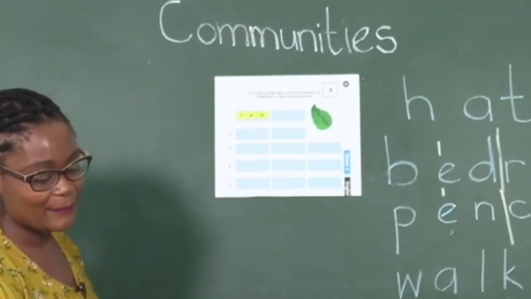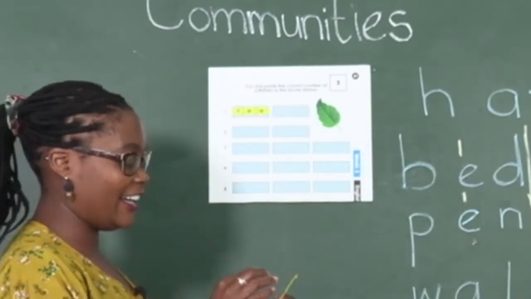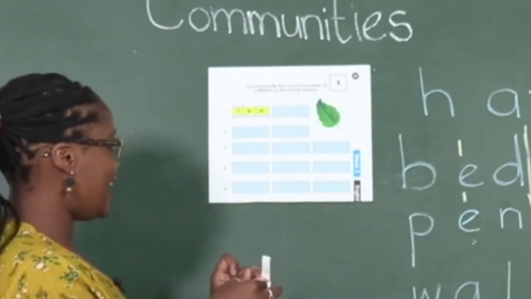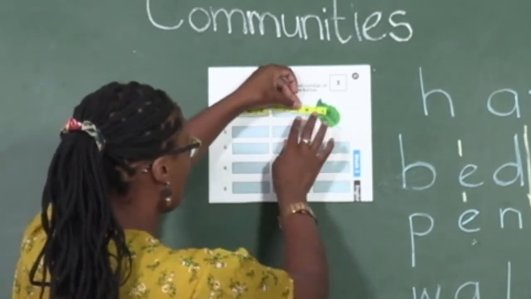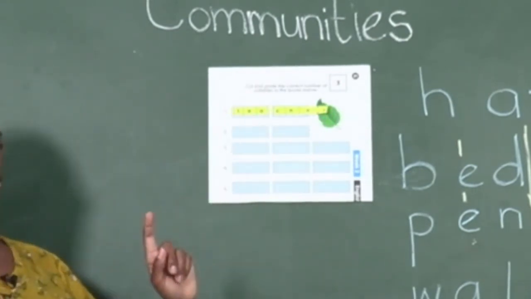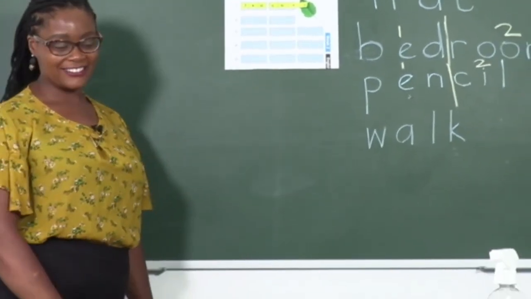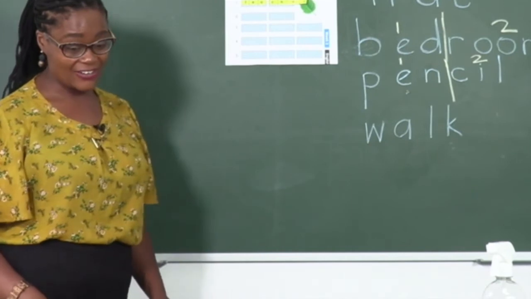Then I am going to take another blue and put it in the next box where it says chur, teacher. So we have two syllables, teacher. Well done. Let's do the next one together.